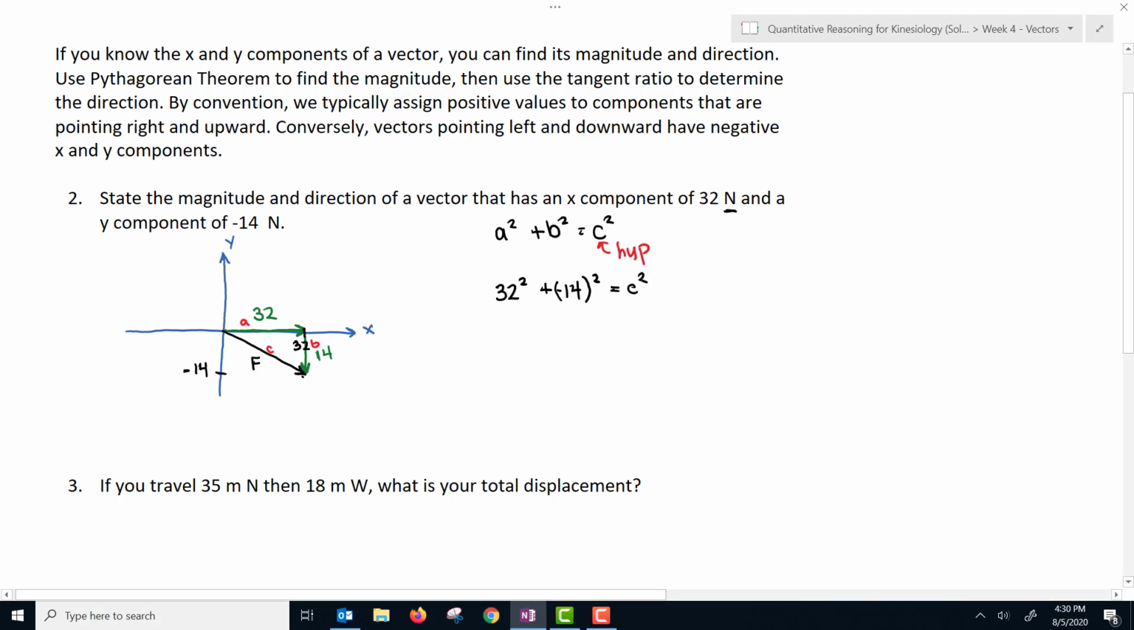Equals c squared. So I'm going to type this onto my calculator. I have 32 squared plus 14 squared, or I could have negative 14 in brackets and then squared. And I have 1,220 equals c squared. I'm going to rewrite it so that my c squared is on the left side.